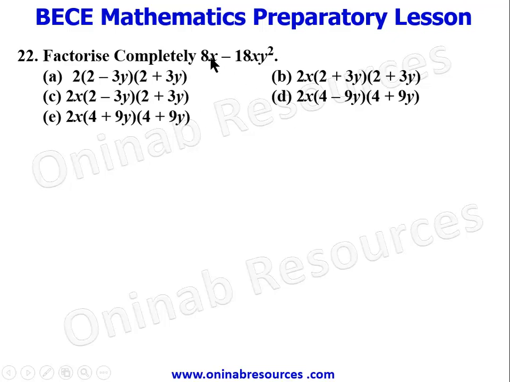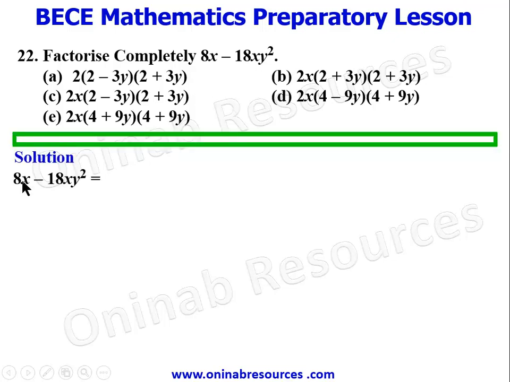Factorize completely 8x minus 18xy squared. In factorizing this, we first look at the coefficients. This is 8 and 18, so 2 is common between 8 and 18. This is x here, this is x here, so 2x is common. So what we do is 8x divided by 2x gives 4, minus 18 divided by 2 gives 9, divided by x gives 9y squared, and that is all.